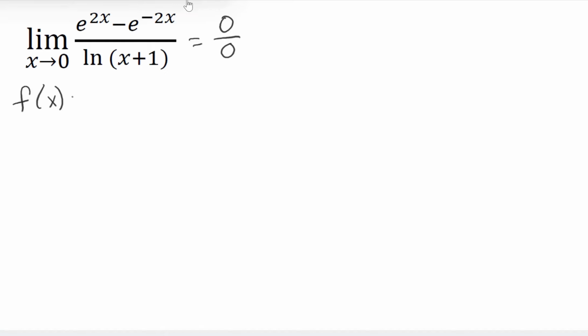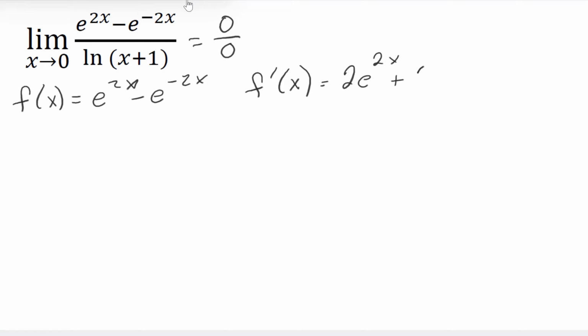So f of x is e to the 2x minus e to the negative 2x. So f prime of x is 2 e to the 2x plus 2 e to the 2x. Derivative of 2x? No. Okay, making sure. So, hold on. L'Hopital's rule, first of all, it has to be a fraction, which it is. And you're doing the derivative of the top and the derivative of the bottom. You're not doing the quotient rule. You're doing literally the derivative of the top and the derivative of the bottom.